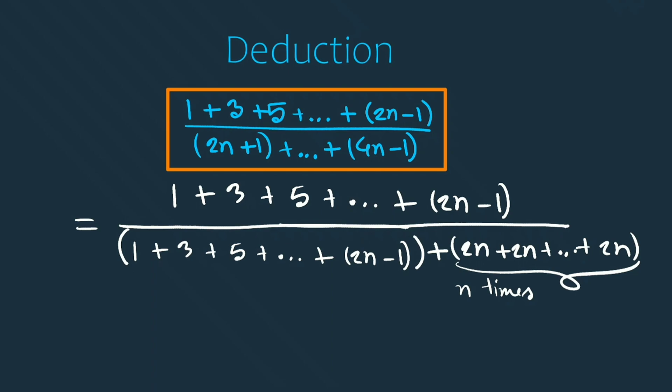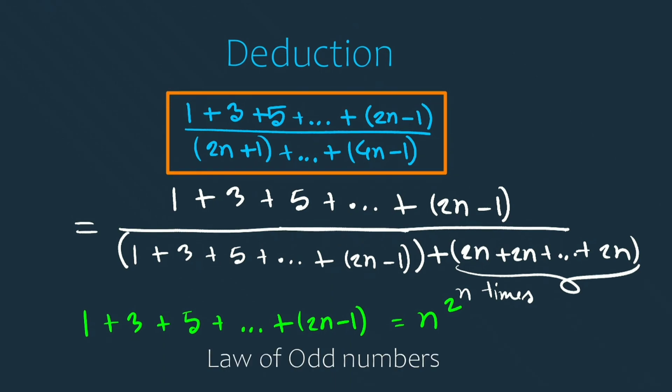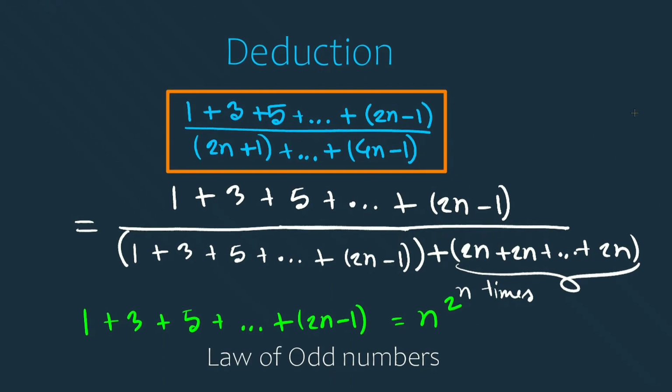Now, we know that the sum of the first n odd numbers is equal to n square. This is known as the law of odd numbers. In case you don't know about it, here is a visual proof of the identity.